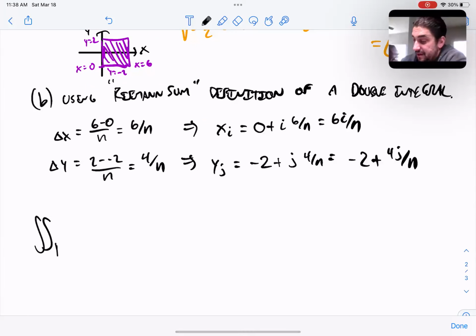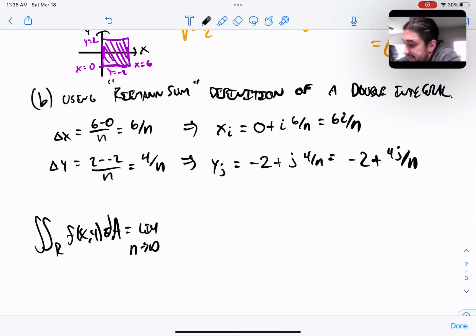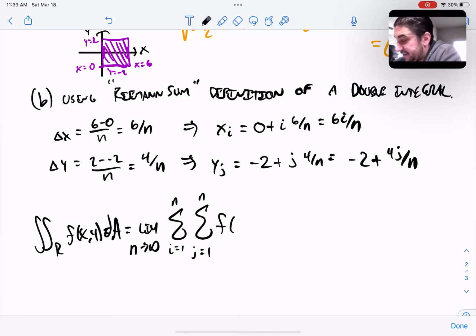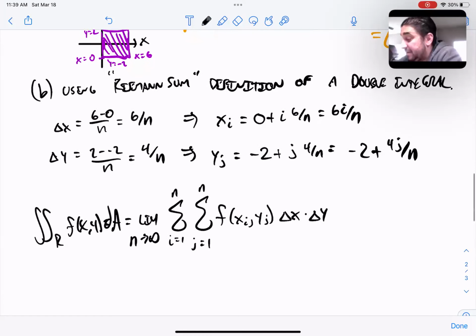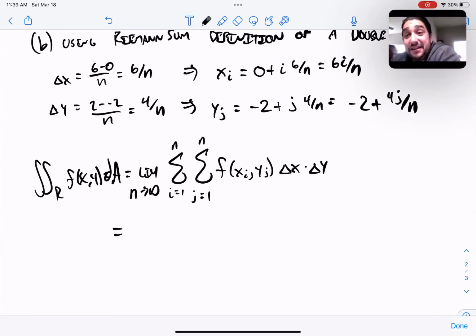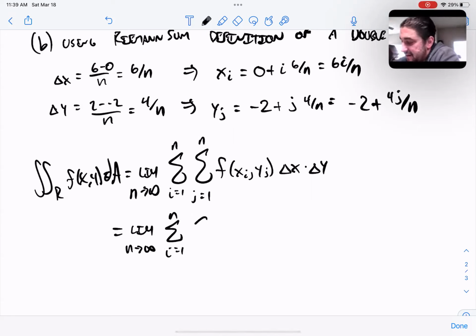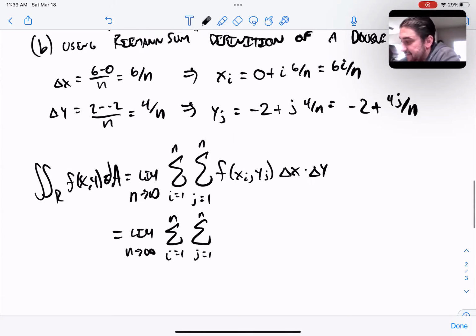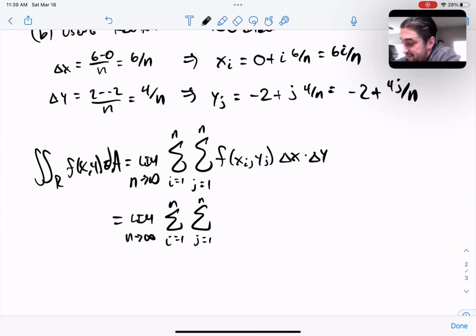So here we're going to get the limit as n goes to infinity. Both of these summations, summing across the indices for the x's and the y's of what? It's going to be this function evaluated at x sub i, y sub j, times delta x times delta y. All right. This then gets instantiated with all of our things that we can calculate so far.